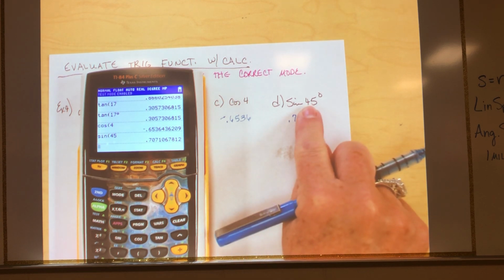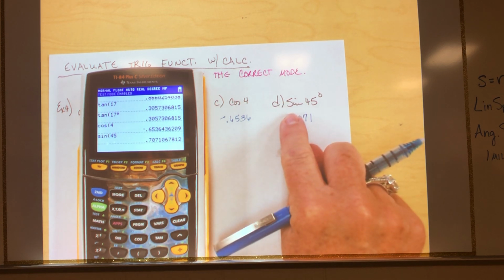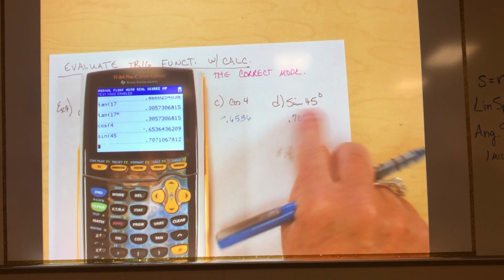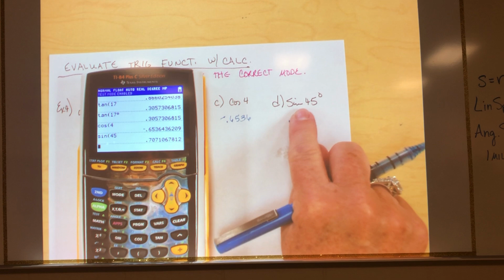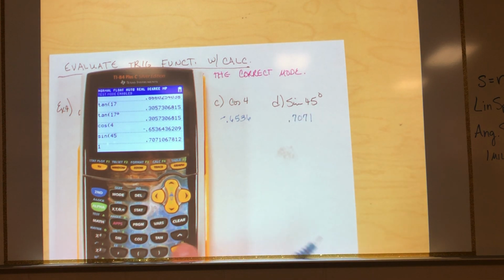Now I could check this. Think about the 45-45 triangle. Sine is opposite over hypotenuse. Tell me what the exact value of this is. 1 over square root of 2. So I could go 1 divided by the square root of 2. See what I'm saying?